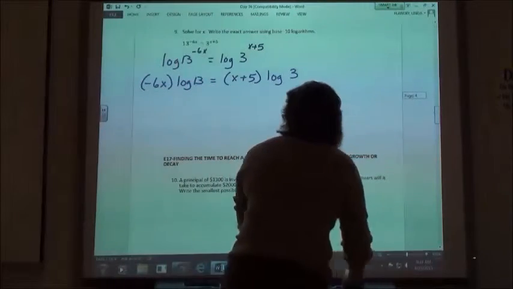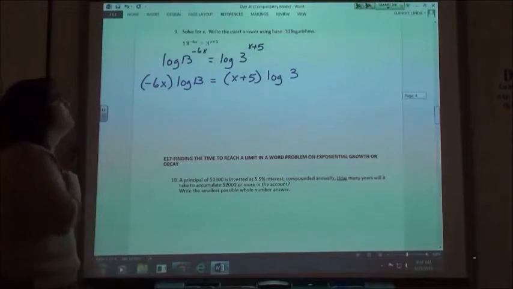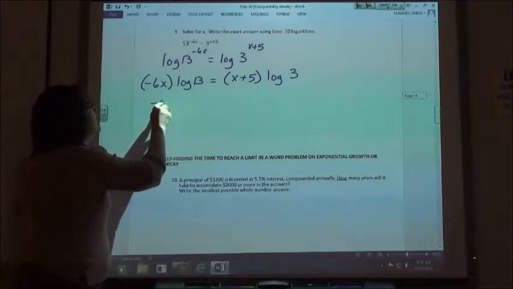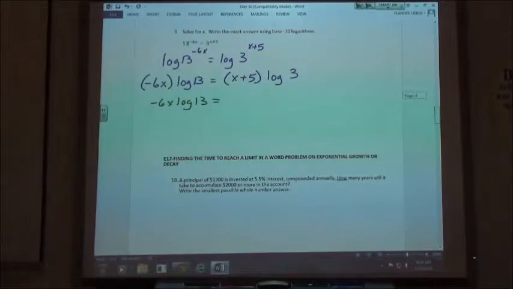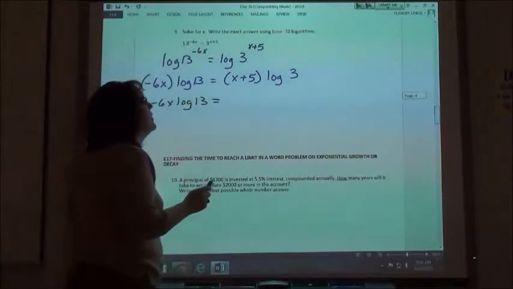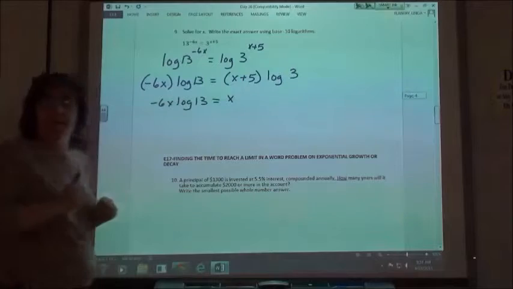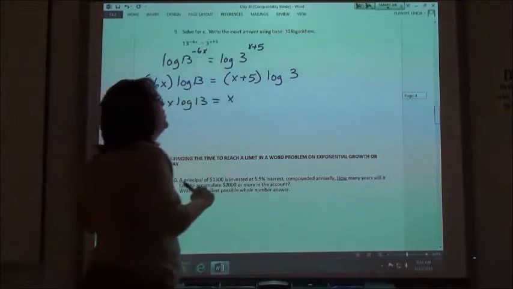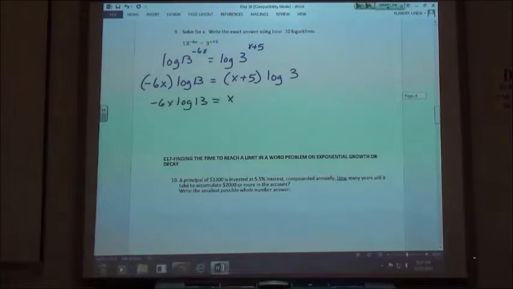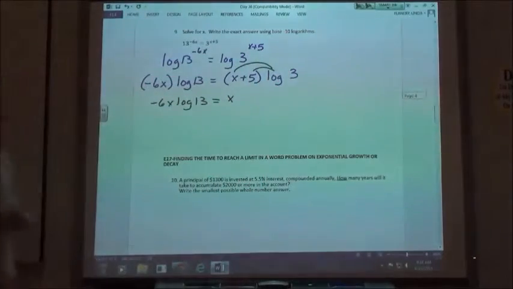Then we go. Here we go. Negative 6x times log 13, don't forget the negative, equals x plus 5. Oops, what are we going to do with that? We've got to get rid of the parentheses, right? So on that side, we've got to distribute that out. They switched it around on us this time.